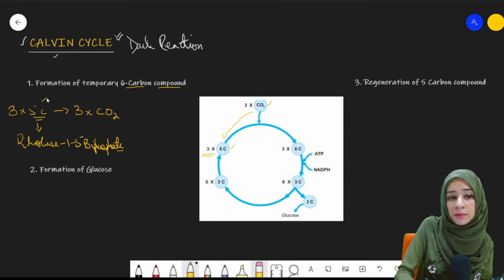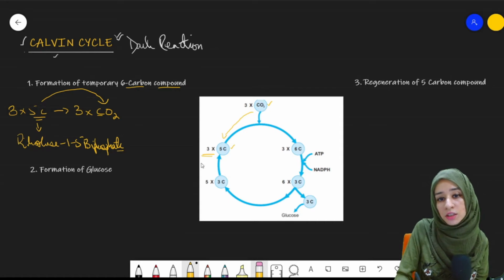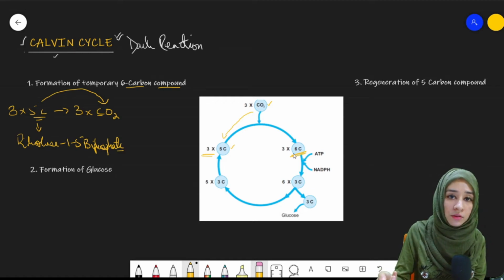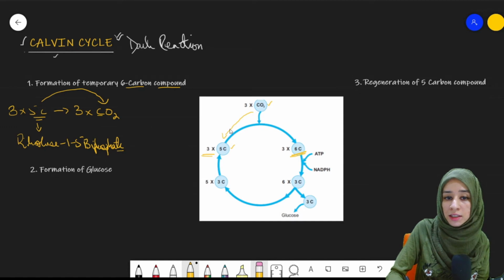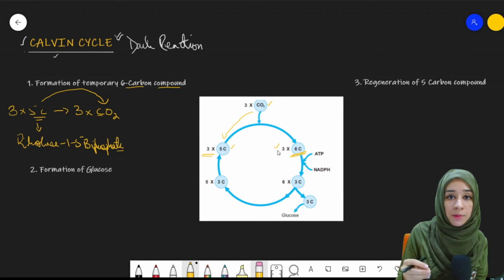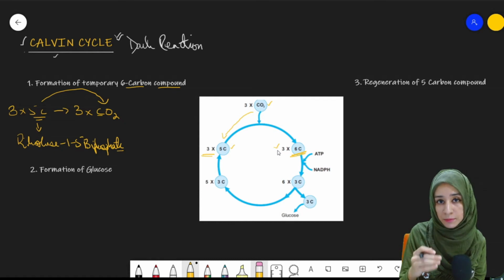When this 5-carbon compound and carbon dioxide react, they combine with each other. This results in the formation of a temporary compound known as the 6-carbon compound. There are 3 molecules combining, so 3 molecules of the temporary 6-carbon compound are produced. Got it? Now this 6-carbon compound will split into two 3-carbon compounds. That is the next step.